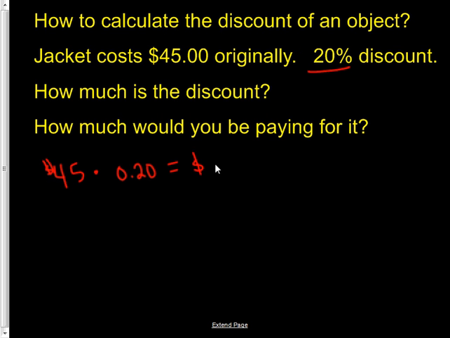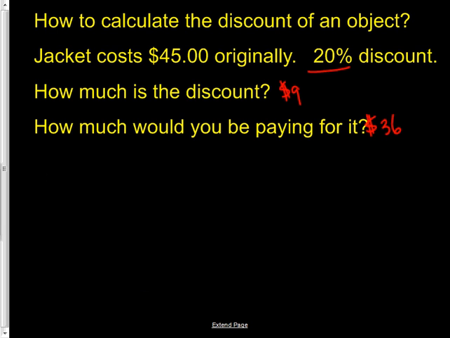What's 20% discount of $45? It's $9. So how much is the discount? $9. Well, how much would you pay for it? Well, it did cost $45, and we're subtracting 9 from it. I'm going to have to pay $36 for the jacket.